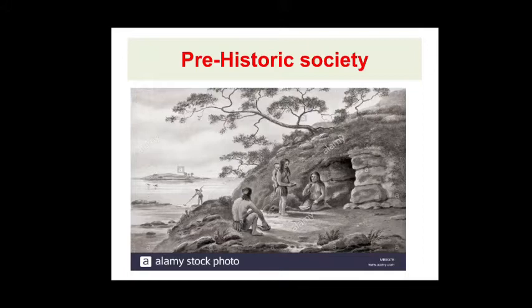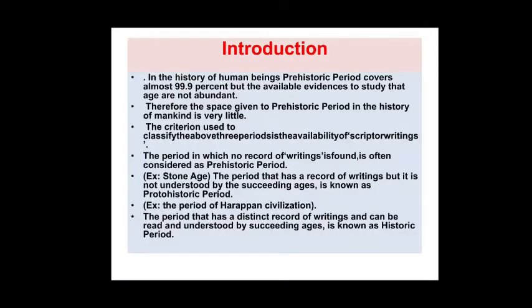So the prehistoric period in the history of mankind is very small in terms of sources. There are no literary sources or script. The criterion used to classify the three periods, prehistoric, protohistoric and historic, is the availability of writing. The period in which no records of writing are found is often considered the prehistoric period. There is no writing evidence, no script, that is prehistoric period.